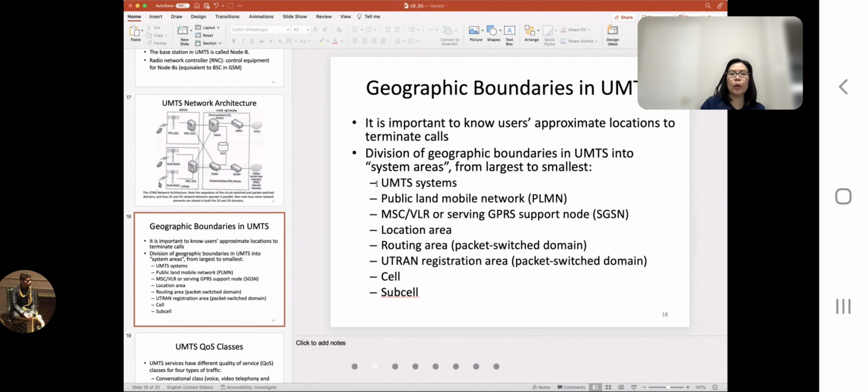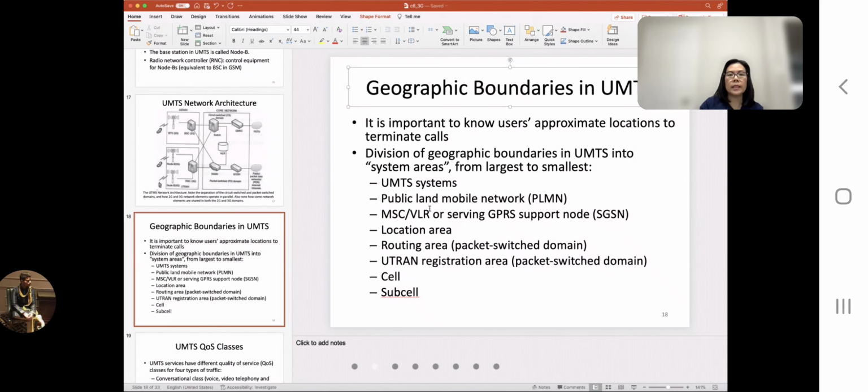In order to do this in UMTS, they divide the geographic boundaries into system areas from largest to smallest. So if we go from the top here to the bottom of the list, it goes from largest to smallest. So basically it's the UMTS system, everything in the UMTS system, and then the public land mobile network. And then it goes down to the mobile switching center and the VLR or the serving GPRS support node. And it goes down to location area, then routing areas, then UTRAN registration area, and then to the cell and then subcell.